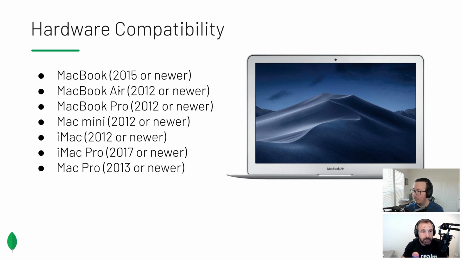Perfect. So here's a list of the hardware that you'll need if you've got a MacBook, MacBook Air, MacBook Pro. These are the years that you're going to need. Some of them are relatively older, like 2012. But if you've got an iMac Pro, that'll need to be a 2017 or newer model.